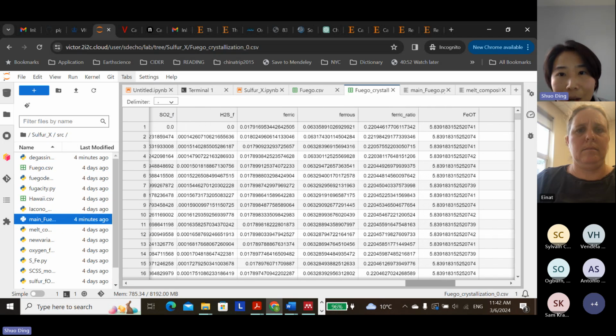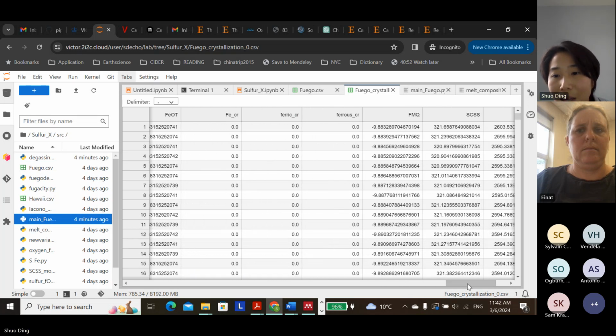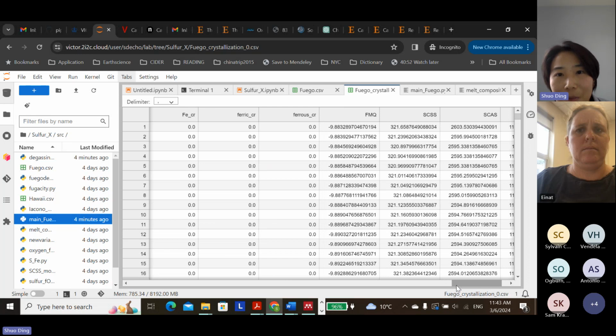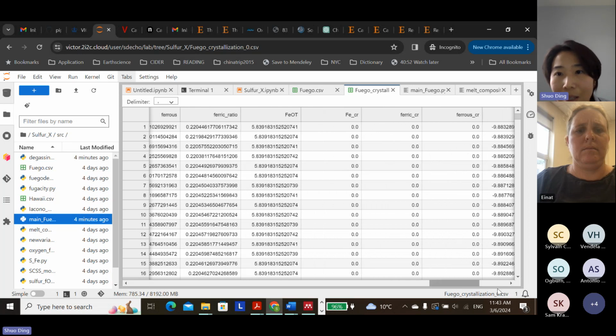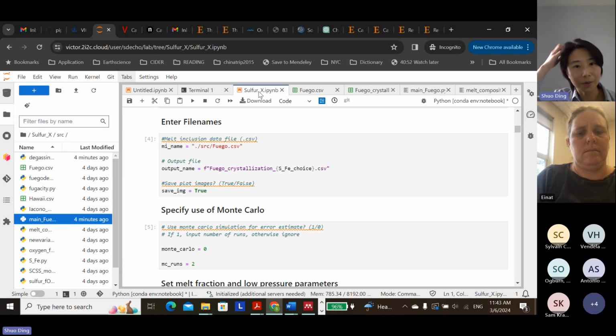And then there's one more, which would be the fO2. Yeah, the FMQ, and this is really the calculated FMQ. What's the fO2 for the FMQ buffer? And then the fO2 itself is calculated here. And then you also have the sulfide saturation value and the sulfate saturation value that you could compare to. So these are the results files.